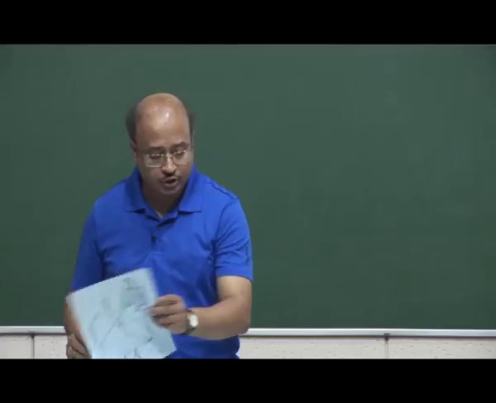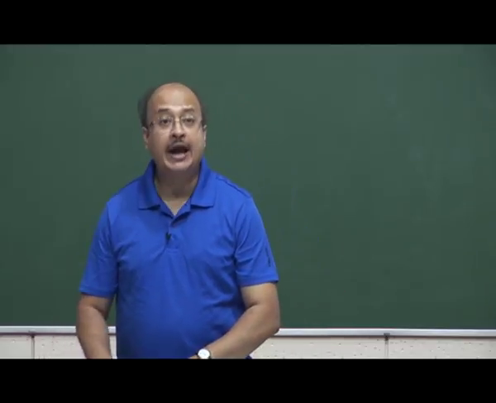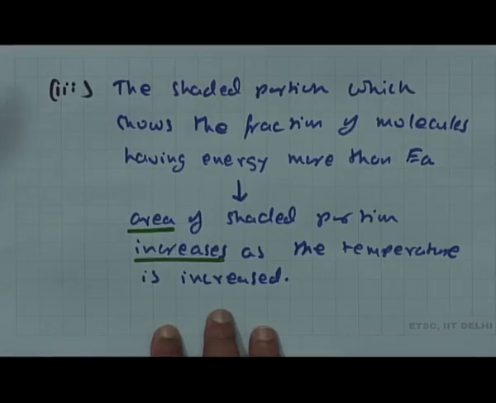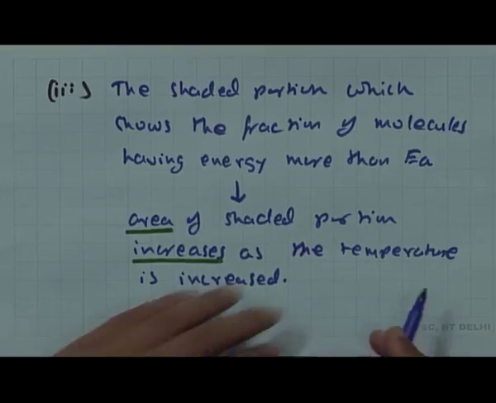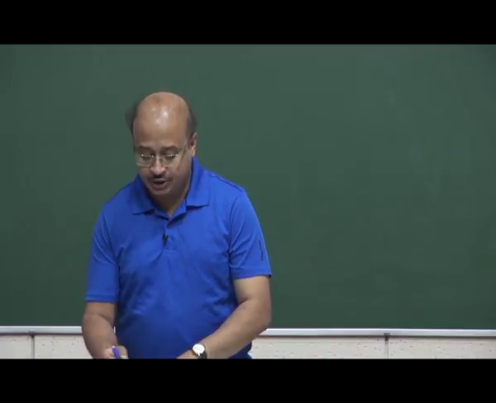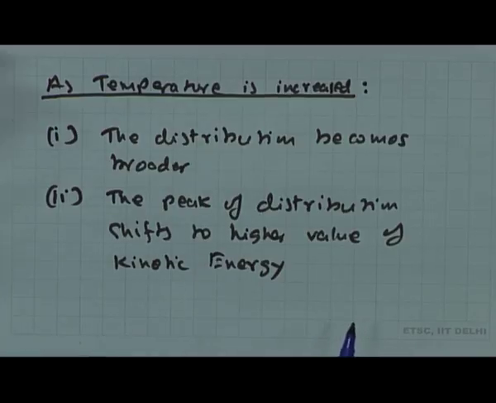Hence, going back to what we wrote, the area of the shaded portion increases as the temperature is increased. Then what we had already mentioned, as the temperature was increased the distribution became broader and the peak of the distribution shifted to higher values of kinetic energy. So, this we had already mentioned.